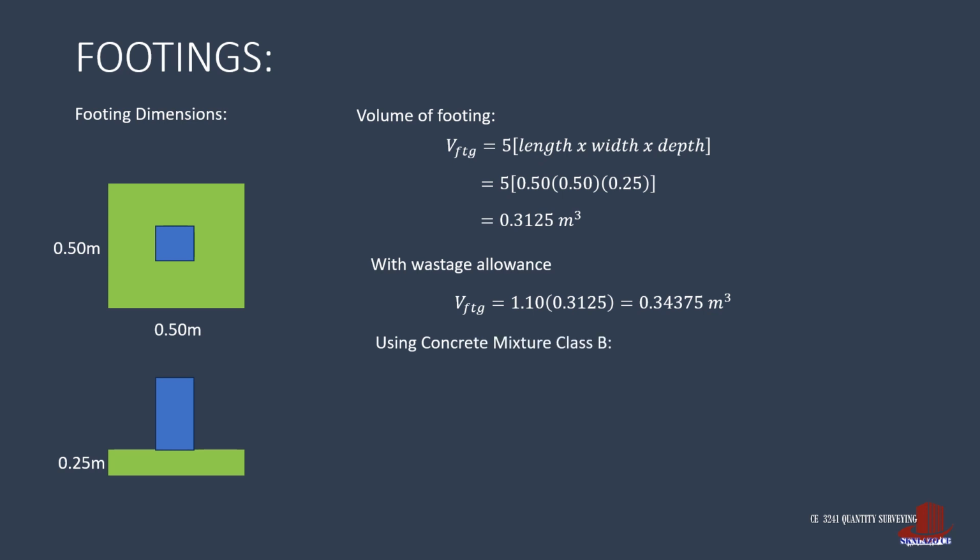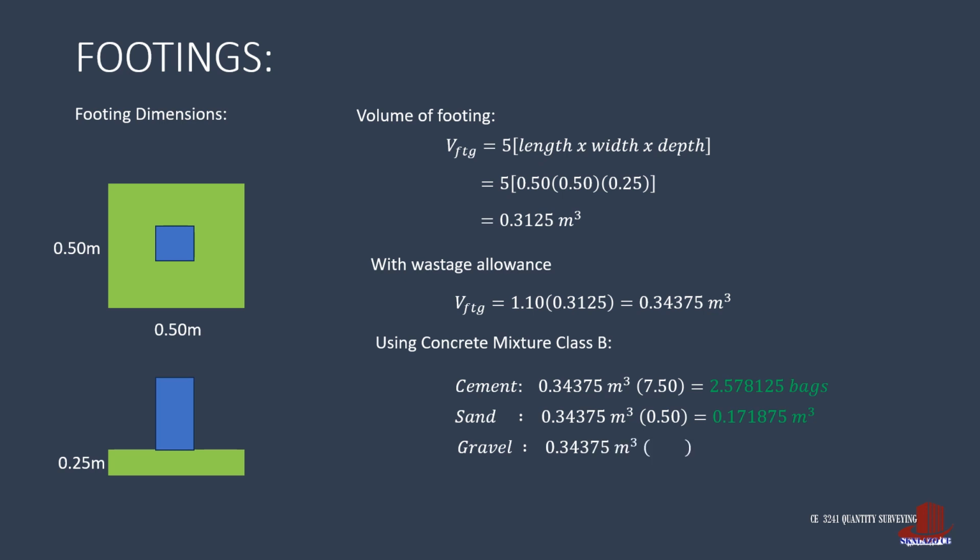Class B mixture uses 7.5 bags of 40 kg cement, so multiplying this factor to the volume of 0.34375 gives 2.578125 bags. Sand has a factor of 0.5, so the required volume comes out as 0.17 cubic meters. Then for gravel, the factor is 1, resulting to 0.34 cubic meters.